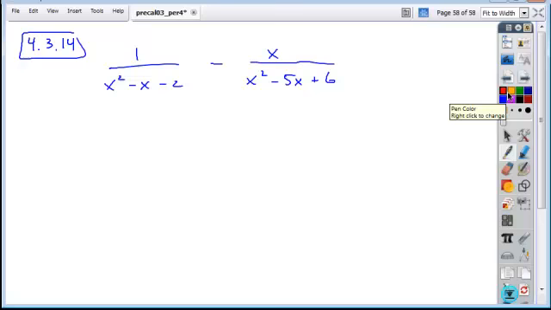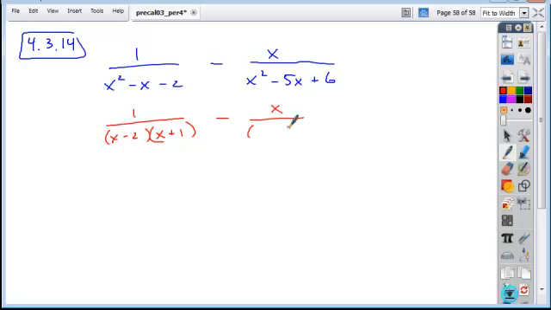As you're looking to combine these fractions, you need to factor the denominators completely. So first step is to find the binomial factors for each of these. In each case, the leading coefficient is a 1. In this first fraction's denominator, you need to find two factors of -2 whose sum is a -1. So a -2 and a +1.